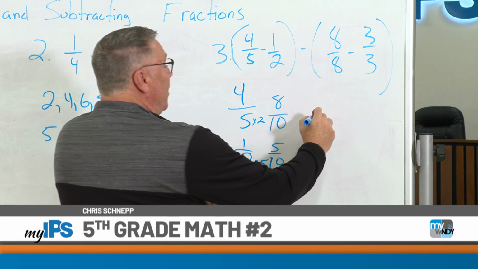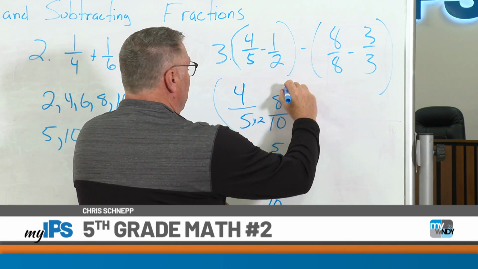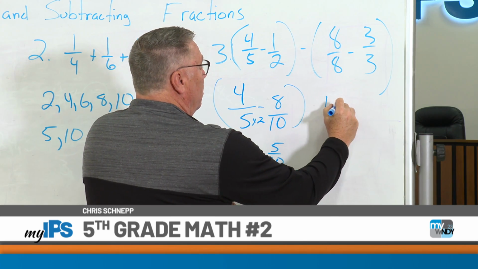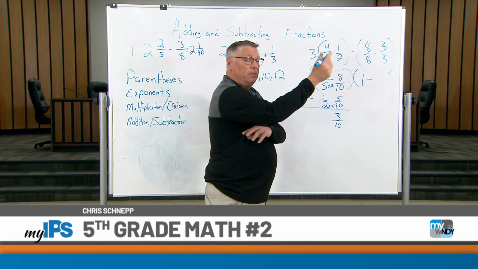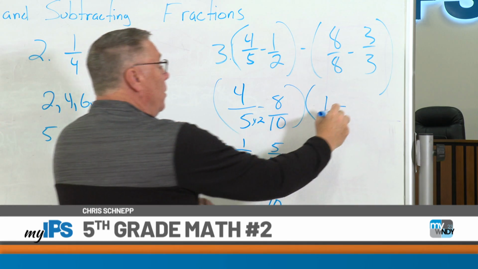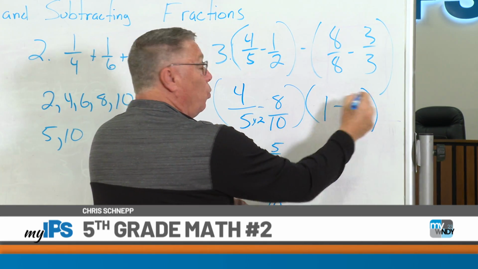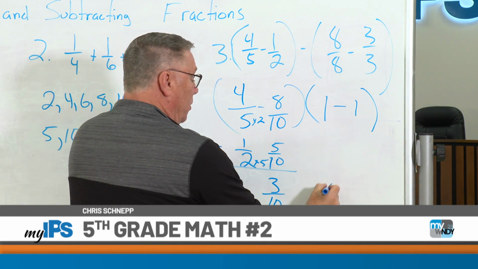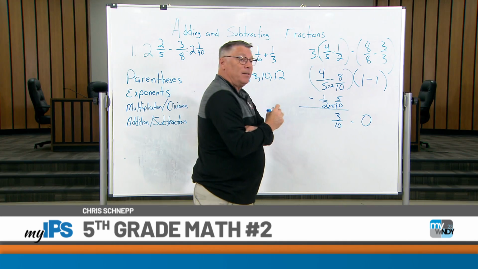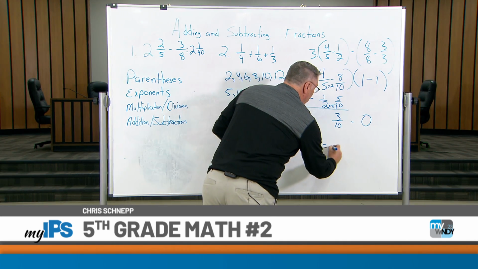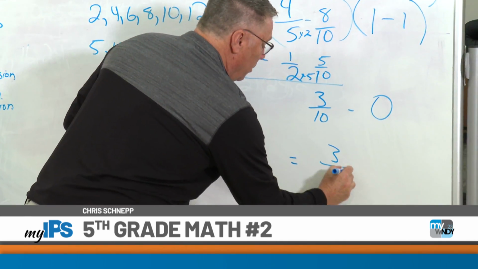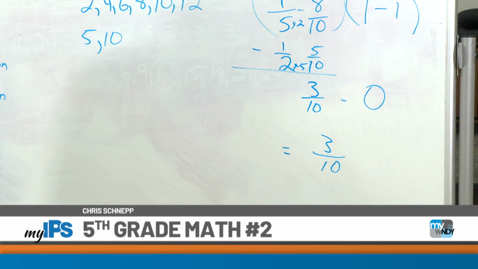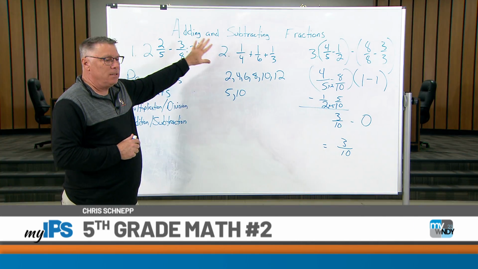Okay, so we could just make this 1 minus 3/3. 3 divided by 3 is 1. We can make that 1 also. So what's 1 minus 1? That's 0. So 3/10 minus 0, our answer is going to be 3/10.